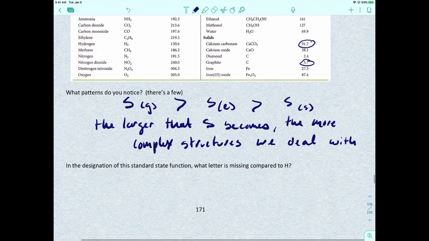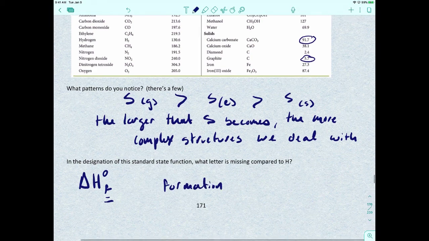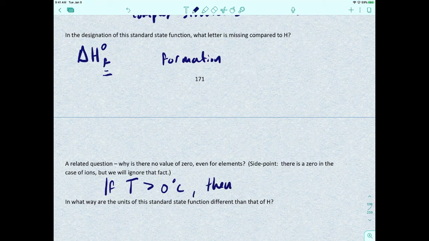All right. Now, in the designation of the standard state formation, what letter is missing to compare to H? For enthalpy, we are talking about standard states of formation. So we're missing that f. We're missing the formation. Now, a related question: why is there no value of 0, even for the elements? Side point, there is a 0 in the case of ions, but we're going to ignore that for right now. And here it is. If the temperature is greater than 0 degrees Celsius, what that means is that you're going to have more than one possible microstate.